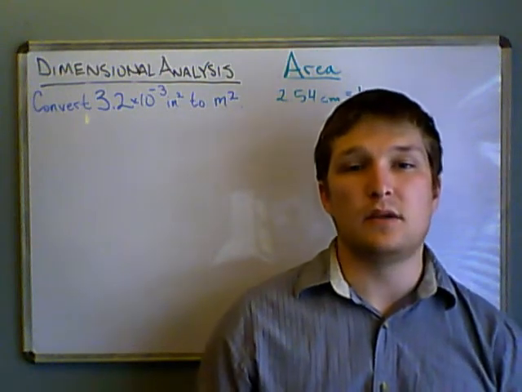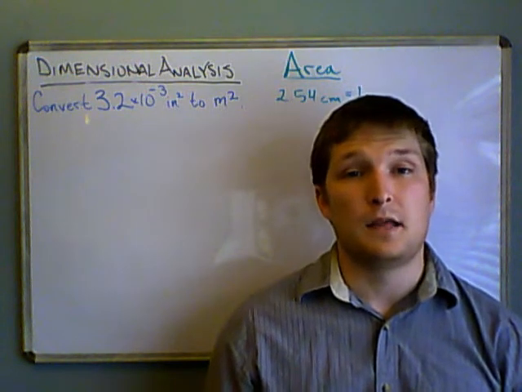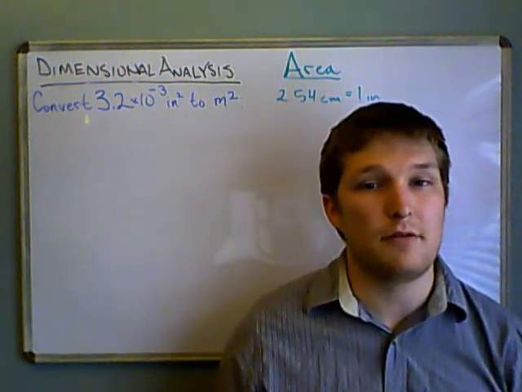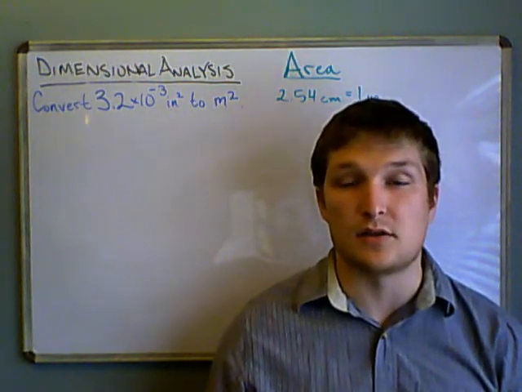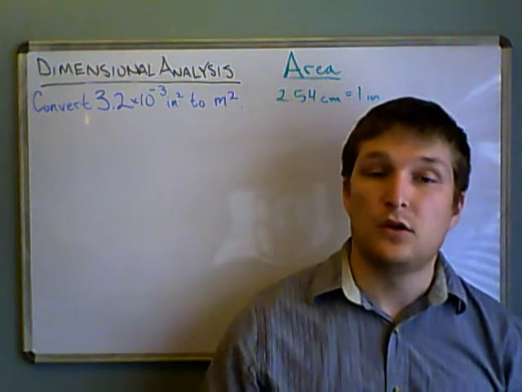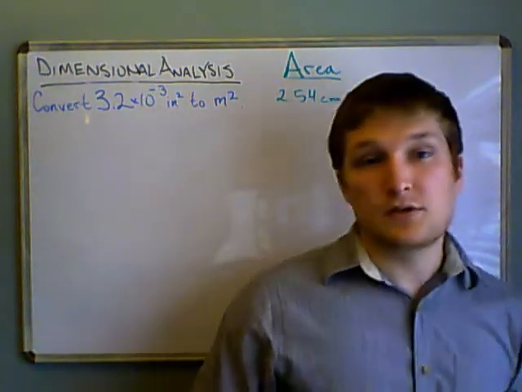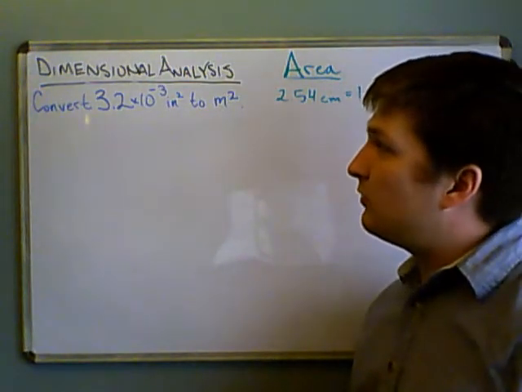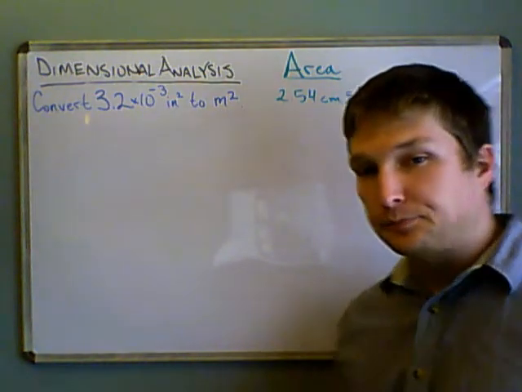Alright, in the previous video we did an example of volume. The same rules apply for area. Anytime that you have one of your units that appears in your dimensional analysis raised to a power, you have to raise your conversion ratio to the same power. So let's convert 3.2 times 10 to the negative 3 square inches to square meters.